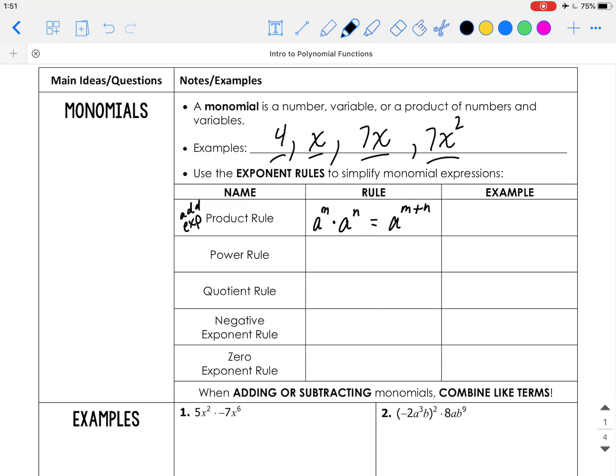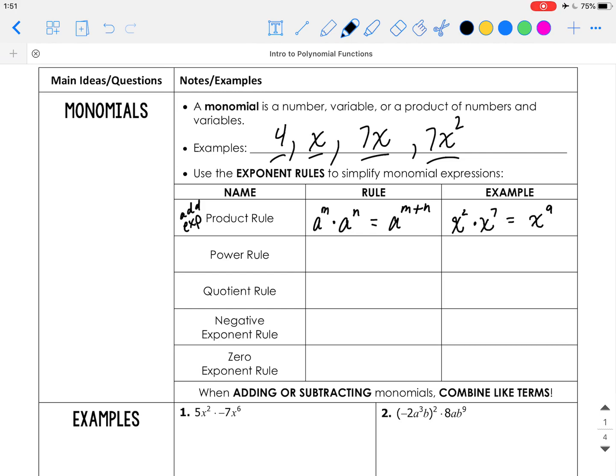So let's just give you a real concrete example. Let's say we had x squared times x to the 7th. What we would do, if I saw multiplication, is add the exponents together. So 2 plus 7 will give me 9.